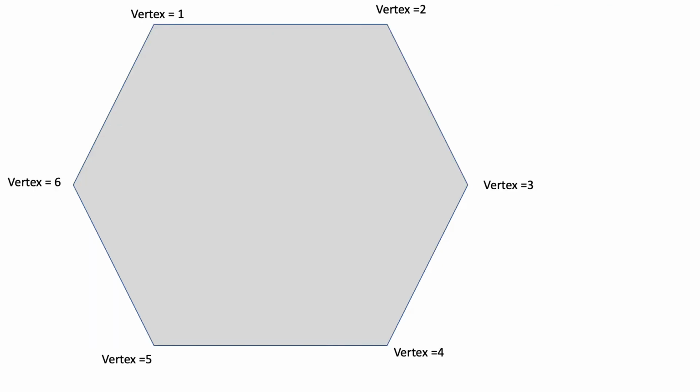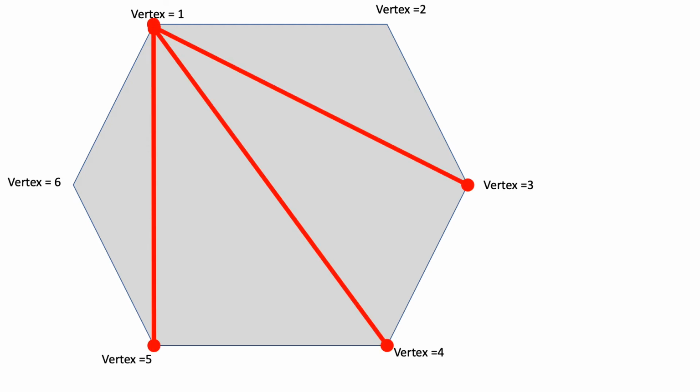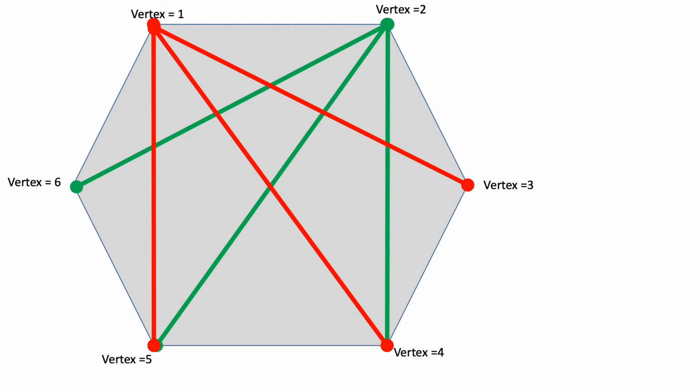Here, in a hexagon, the vertices are equal to 6. Thus, each vertex should have 5 connections. 2 will be part of the hexagon and 3 will be diagonals. As you can see, there are 3 red diagonals from vertex 1 and 3 green diagonals from vertex 2.